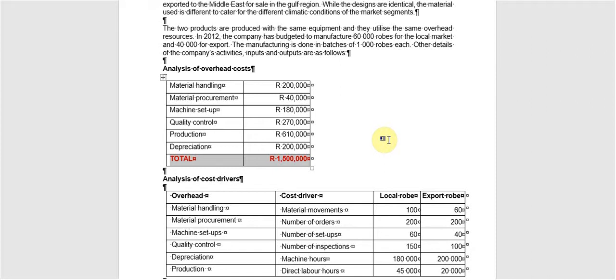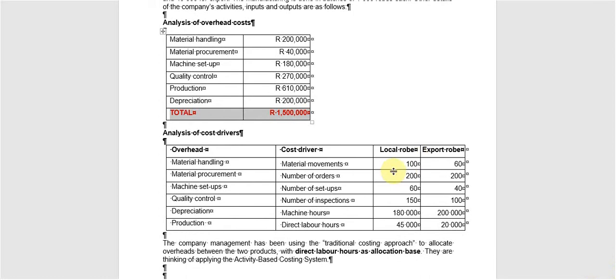Then they've given you an analysis of the overhead and its cost driver and how much of it relates to the local robe that they produce and how much of it is for the export market, which is the export robe. What I can already see in this question is that they're trying to catch me out because they haven't given you the totals to the cost driver, which is very important. You will need that information to do ABC.